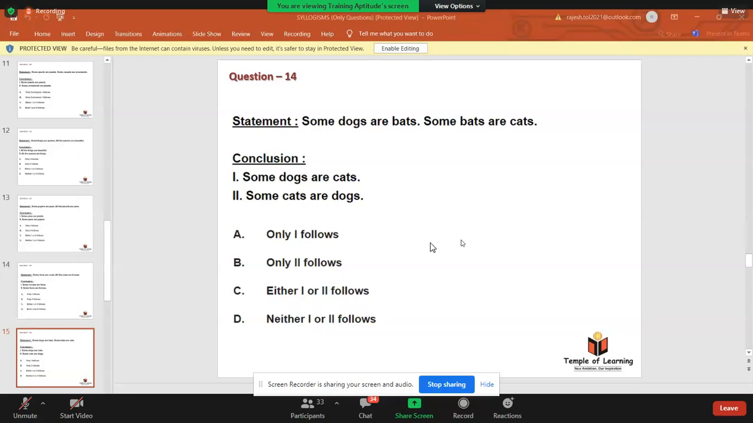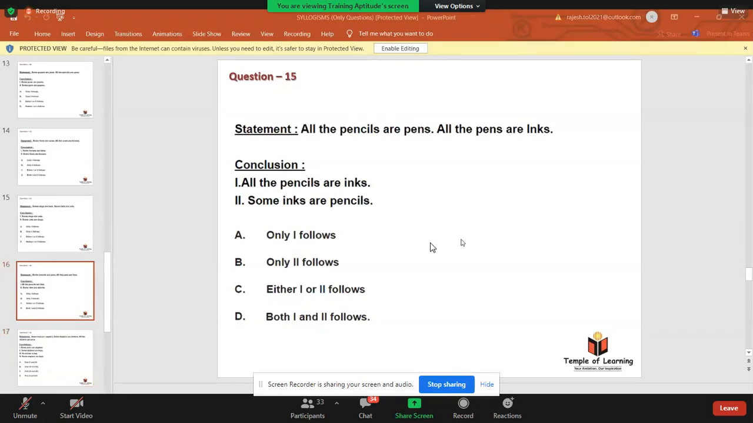5 more minutes to complete. In question number 15, the solution that I am sharing, the answer is absolutely correct. The diagram has been drawn wrongly; inks and pencils have interchanged their positions in the diagram. So don't bother, the answer is correct.